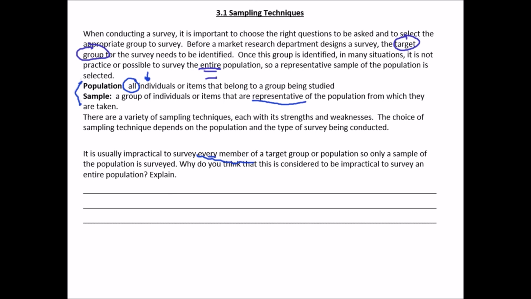When we're talking about surveying an entire population, if the population is just a classroom of 30 people, then this definitely can be done. But in the real world, many populations are too big to actually survey. It will take too much time, and it might also cost too much money.